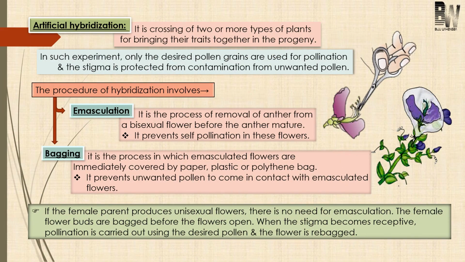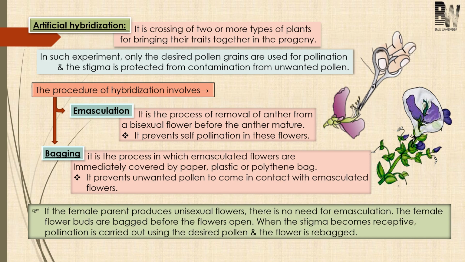Next, come to artificial hybridization. We already know that hybridization is the crossing between two genetically different parents to produce a hybrid plant. So for artificial hybridization, we have to select parents having desirable characters, and we have to cross the two parents to produce a hybrid plant. But for successful artificial hybridization, two things are required.